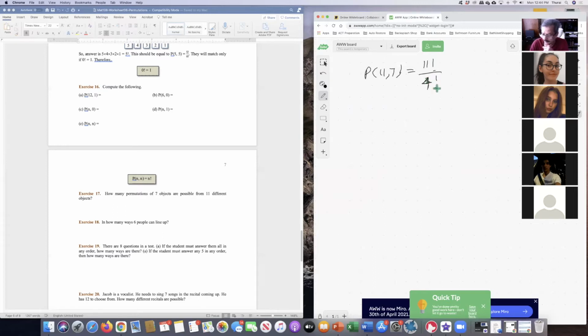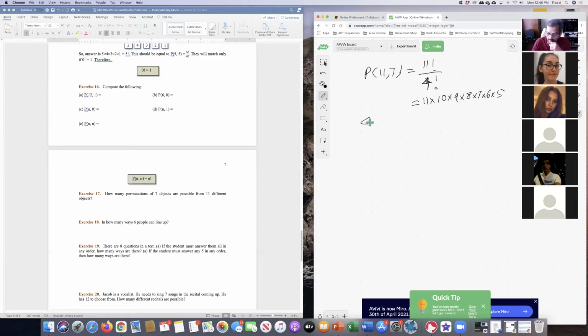And then you had to simplify this. Now you know how to simplify that. It's 11, 10, 9, 8. Where do I stop? 5, right? And you have to multiply those out to get the value of that.